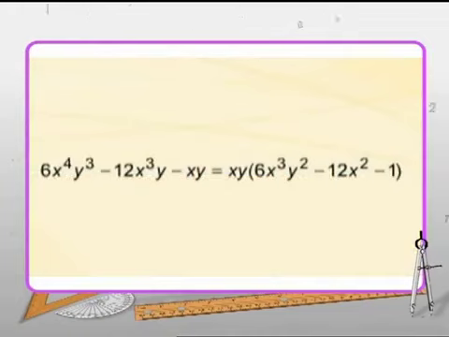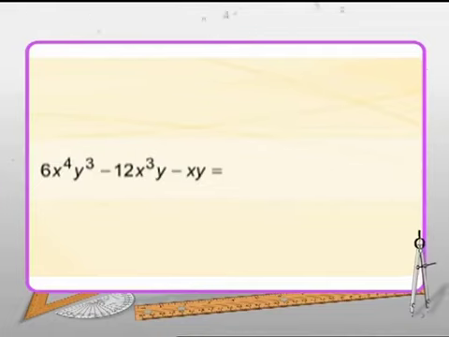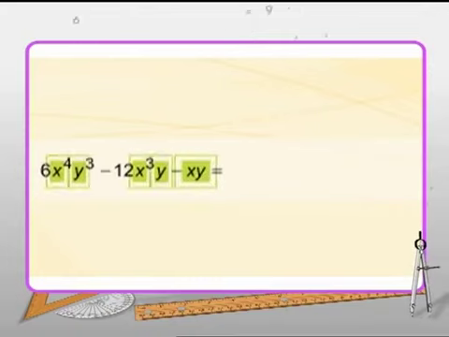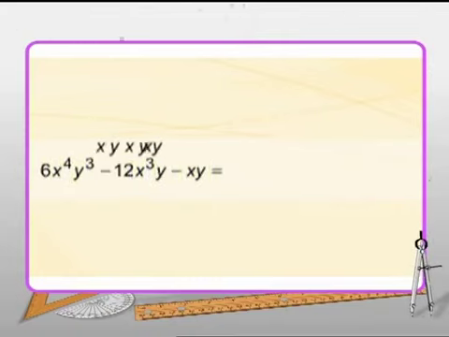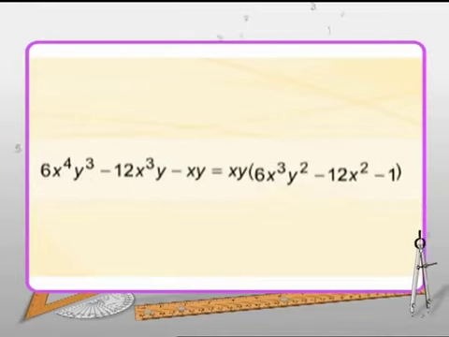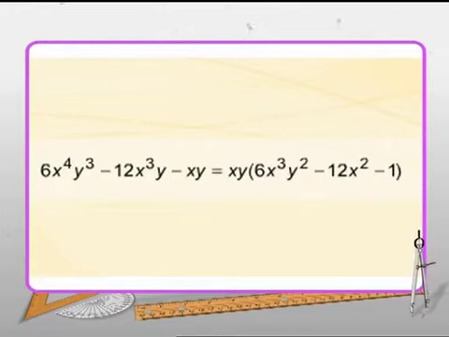Now, let's look at another example. Factorize the expression 6x raised to power 4 into y raised to the power 3 minus 12x cube y minus xy. The common factor in this case is x times y. Taking out xy, we get xy multiplied by (6x cube y square minus 12x square minus 1) the whole.